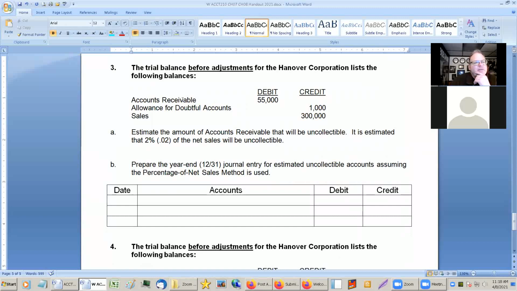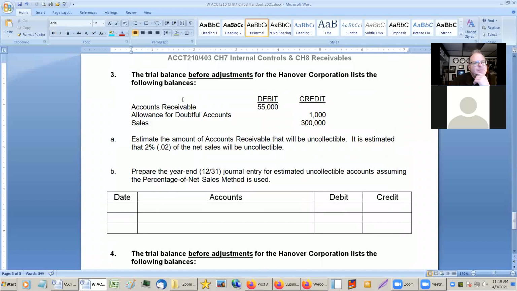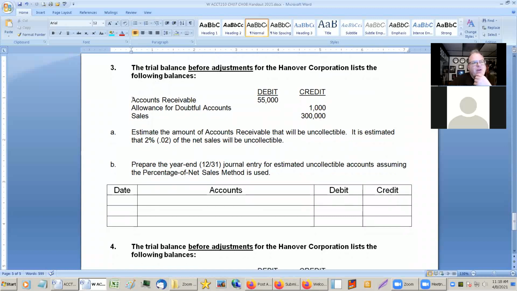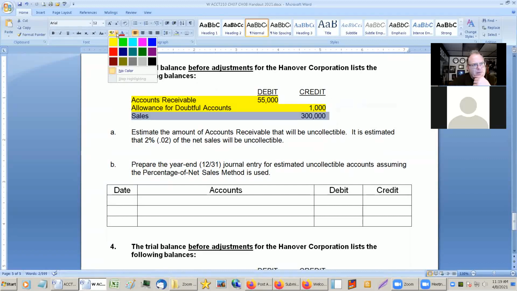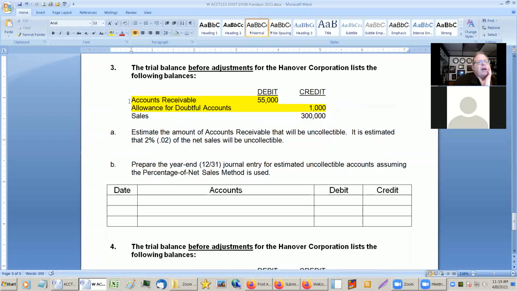Here we have the trial balance before adjustments. What's the following balances? Okay, so here are some accounts we have. We have accounts receivable. We have allowance for doubtful accounts. And those two kind of go together. And we also have this sales account. Okay, so here's what we have right now.